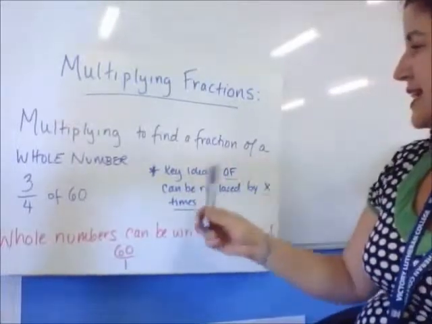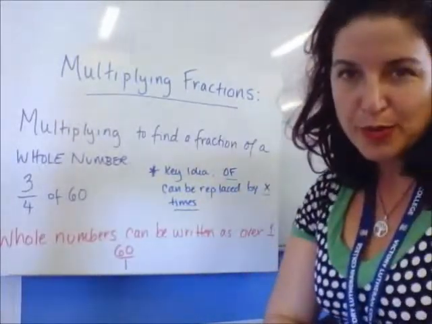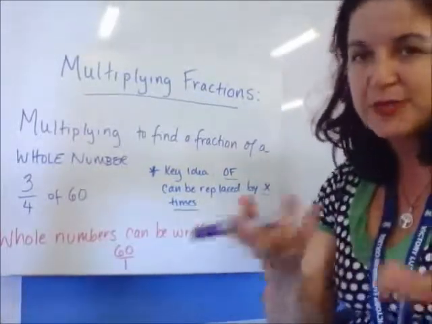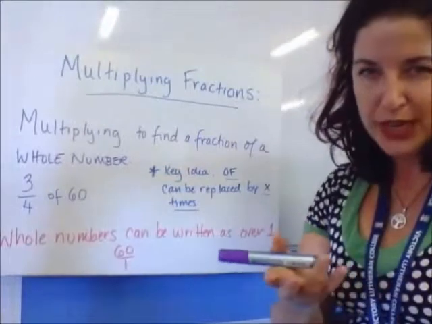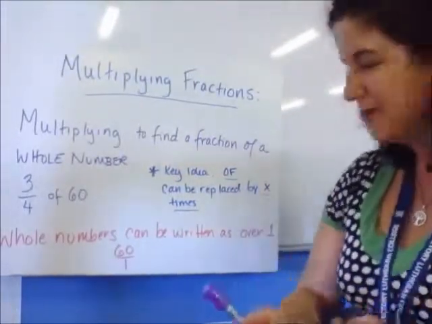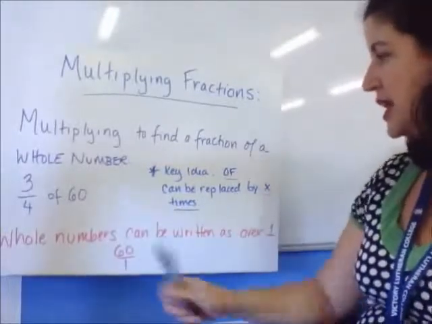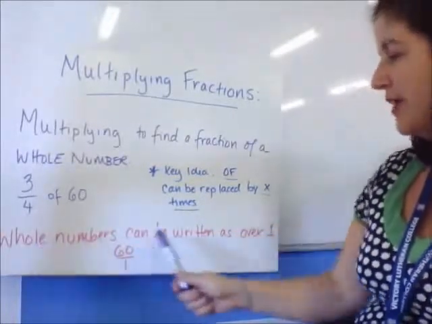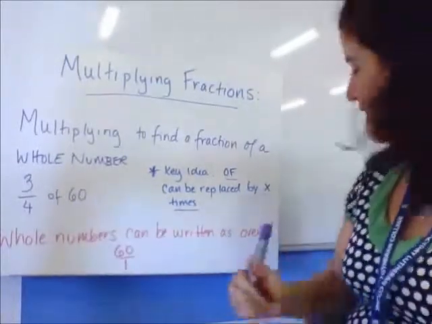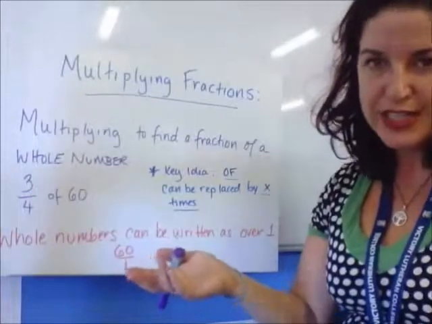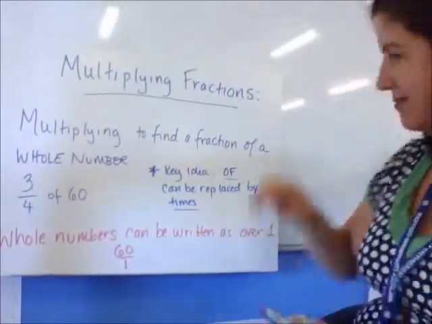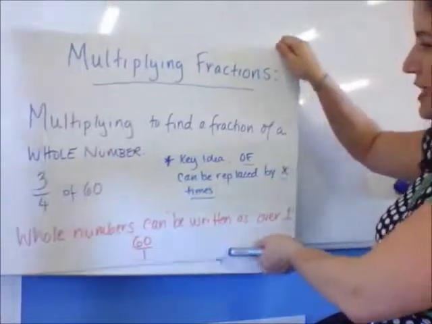A key idea is that when you're looking at word problems, "of" can be replaced by times or multiplication. "Of" usually implies multiplication. And we'll see this more when we're looking at percentages. We'll see that a percentage "of" is asking you to multiply. Another really important fact for you to know is that whole numbers, so 60 for example, you can just write as a fraction, 60 over 1. That's how you convert a whole number to a fraction. Pretty easy. Okay, so let's have a look at this problem.